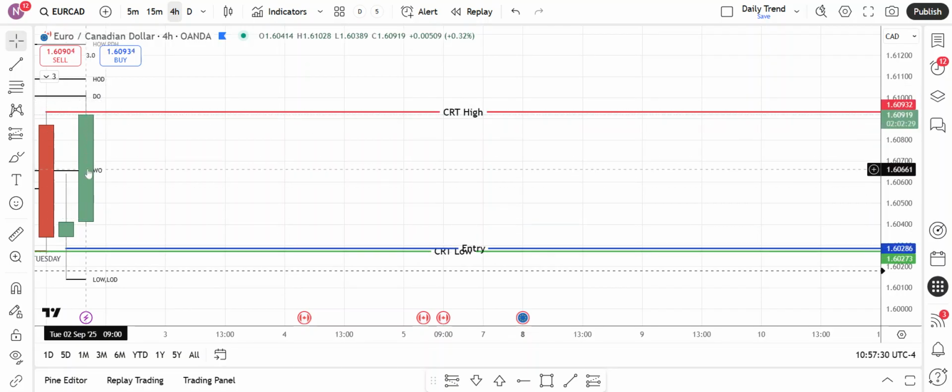I didn't hold on this long, though. I got out a little earlier just because I wanted to be in and out before the USA session started, and there was US dollar news. But at the same time, this was a great trade. We'll go down to the 5-minute to see the best entry.